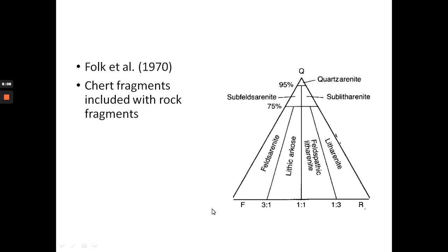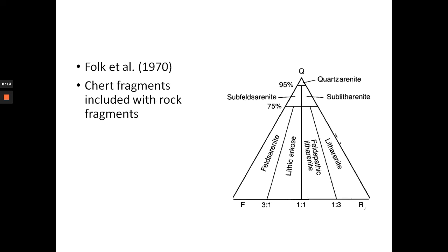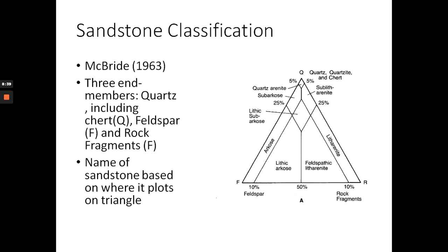So what's the difference between Folk et al. and McBride? So here, you consider chert fragments as rock fragments. Okay, so if you see any chert grains inside your sandstone, you have to put it under R, considered as a percentage inside the fraction for R. Okay, for the McBride classification scheme, the cherts are considered as quartz here.